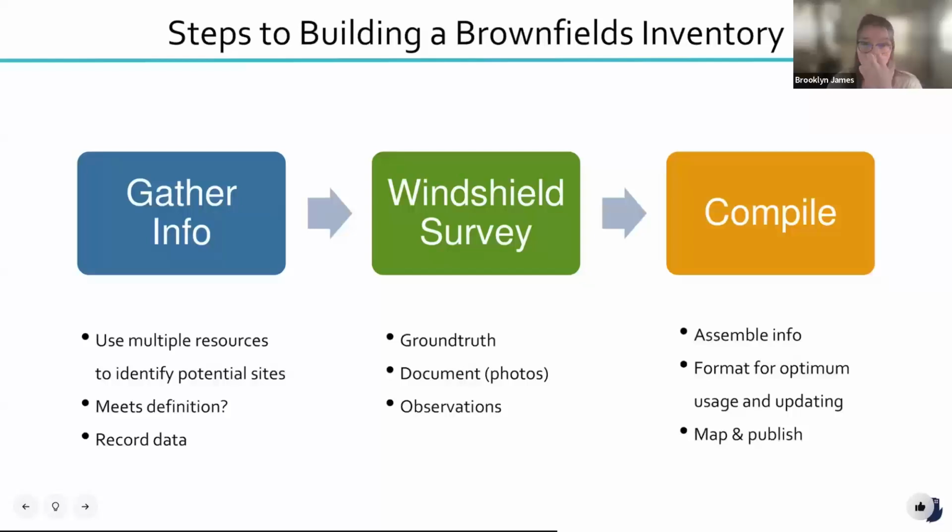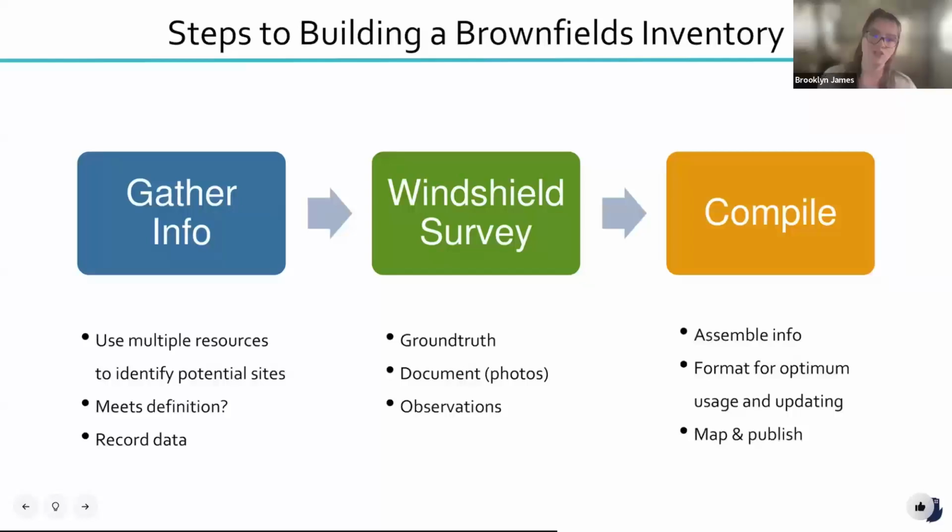One tool that I recently learned about is called Lightbox, and they produce environmental data reports, which is like a big report that combines historical maps and historical data, and they put that together in a report for you. So that's one tool you might look into when you're gathering info for your brownfields inventory.